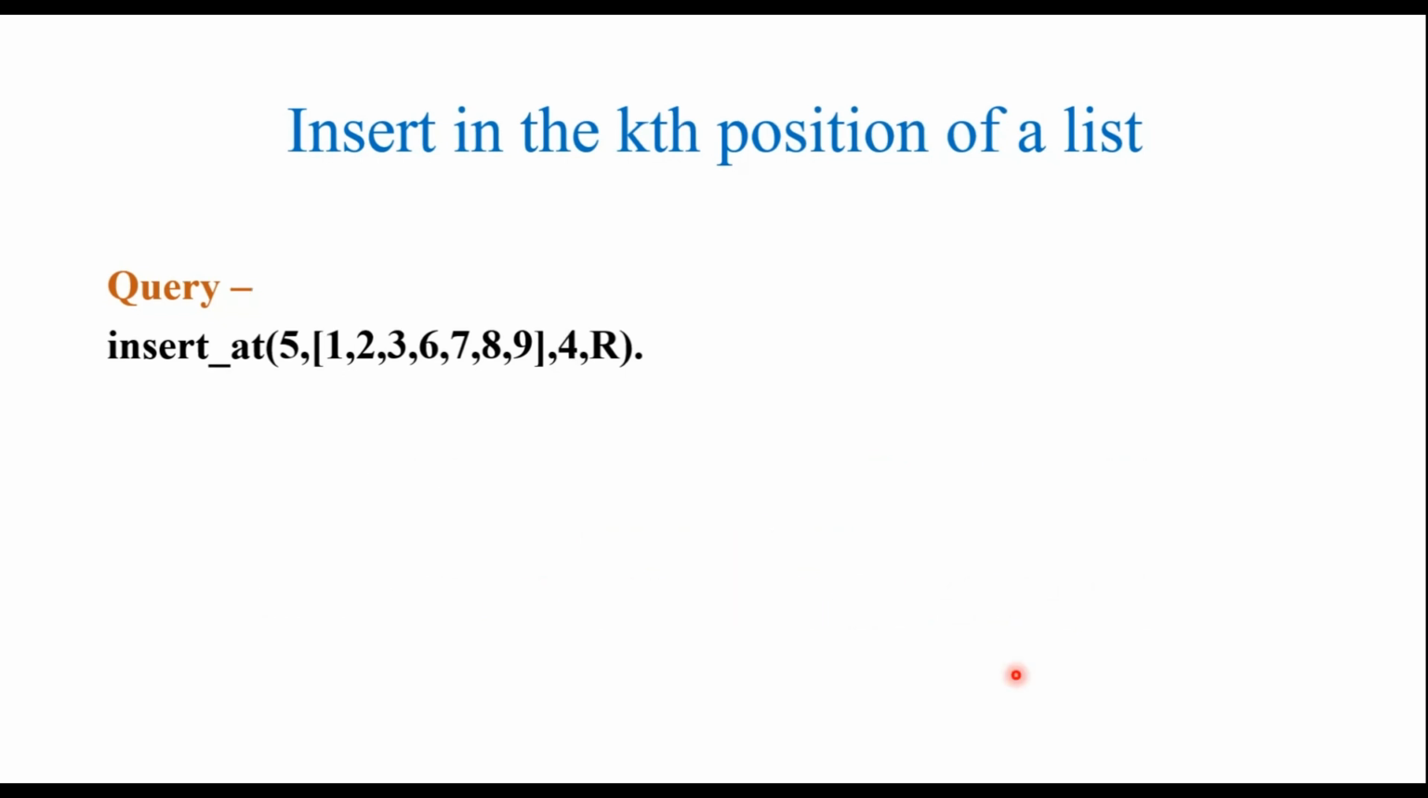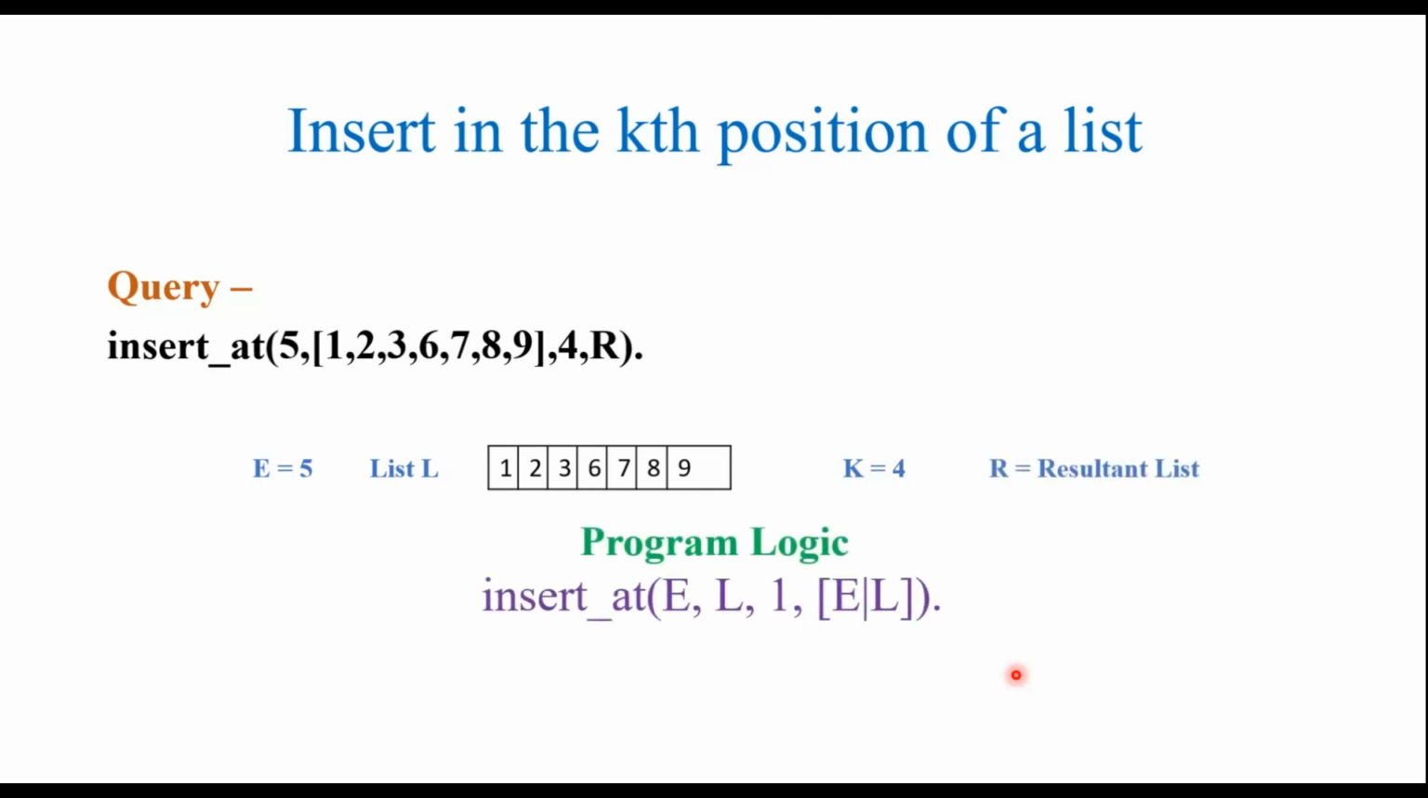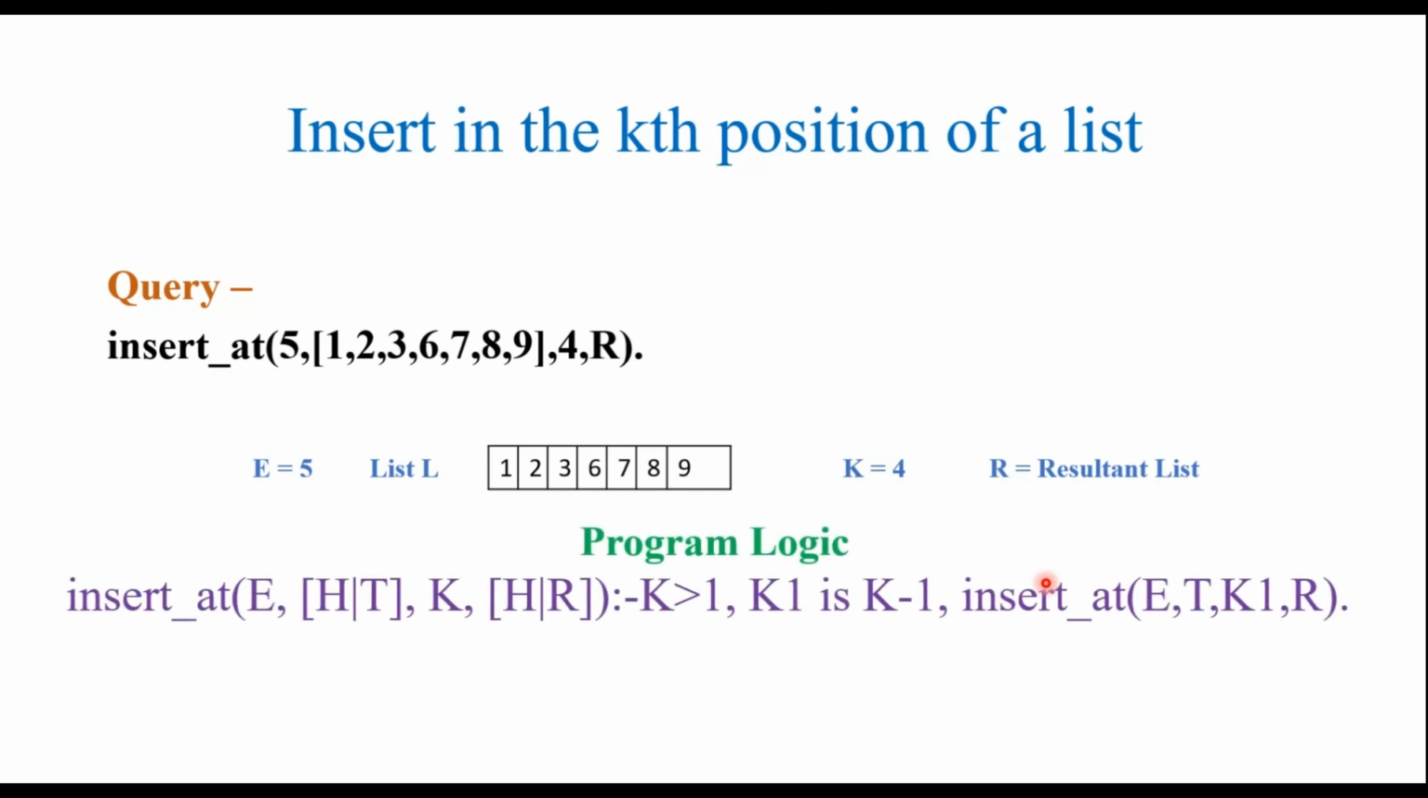Now let us check what happens if, in place of 1, the K position is greater than 1, that is 4 over here. The element is the same, 5, and the list is also the same, 1, 2, 3, 6, 7, 8, 9. The value of K has been changed to 4 and R is the same as the result. Now the program logic starts with the first base case. The base case does not match, as the third parameter in the base case contains value 1 and in the query the third parameter contains value 4. So 4 and 1 do not match, thus the base case will be overlooked and it will go to the next logic.